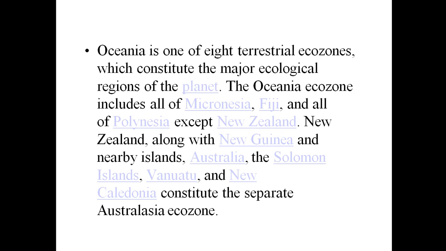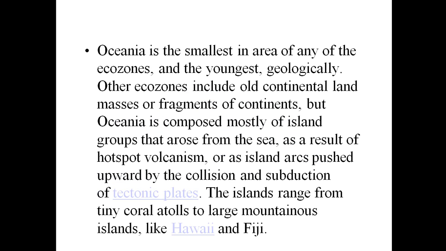So this Oceania is one of the seven or eight, even there is Antarctic also they make other thing which I have not included, major ecological region of the planet. So this Oceania ecozone includes all these Micronesia, Fiji and all Polynesia except New Zealand, because New Zealand, New Guinea, they are all part of Australian zone. As I have told you, Oceania is the smallest in the area of land and very young geologically.